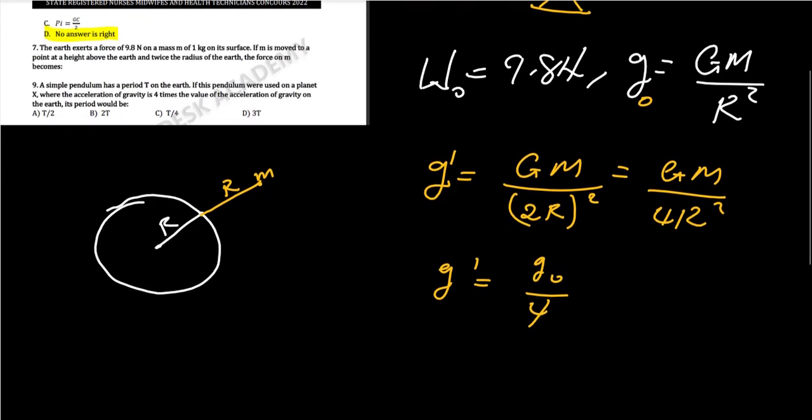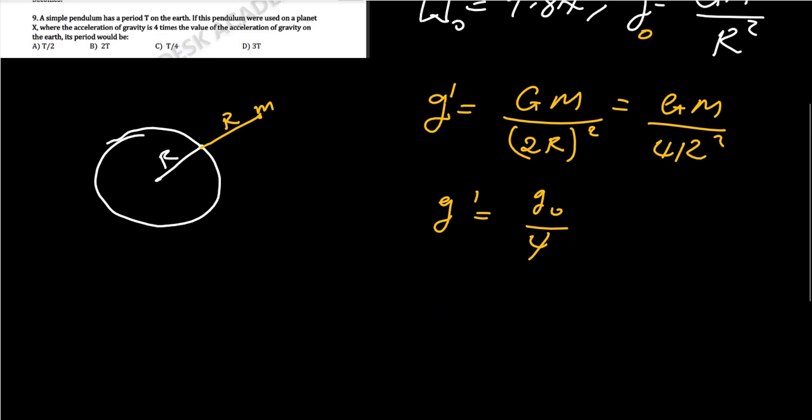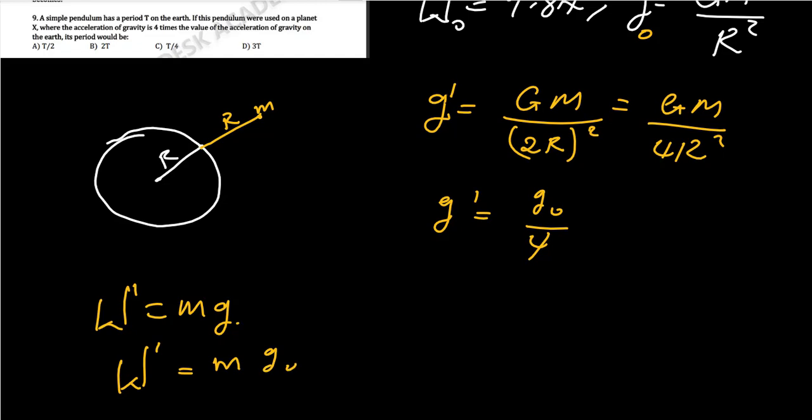So if it is g naught divided by 4, you know that the weight w is given by mg. So the weight at that height, let's call it w prime, will be equal to the mass, which remains constant, m, times g prime, which is equivalent to g naught divided by 4. So this will be equal to mg naught all over 4.